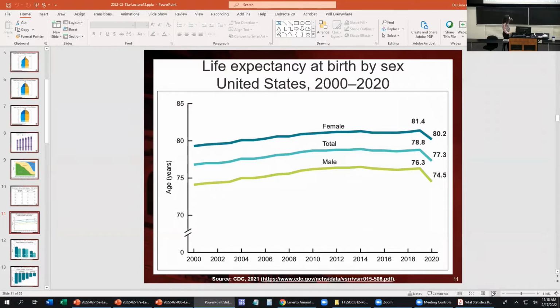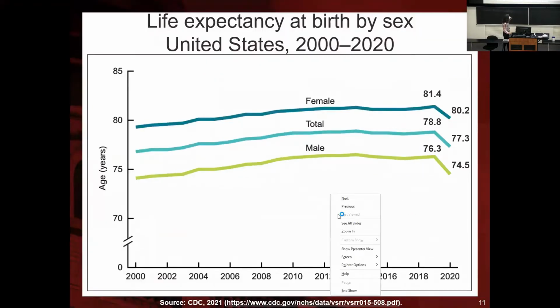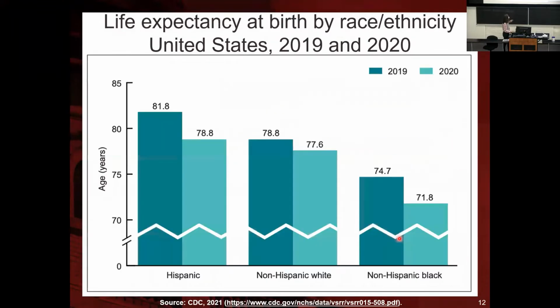Okay, maximize here again. And then just from the same report from the CDC, they provide this information about changes in life expectancy from 2019 to 2020. So it's only for these 2 years in this graph, but broken down by these race and ethnicity groups: Hispanic population, non-Hispanic white, and non-Hispanic Black. And then you see the drops, and that the pandemic is affecting specific race and ethnicity groups to a stronger degree.